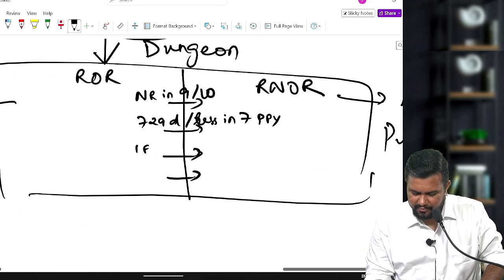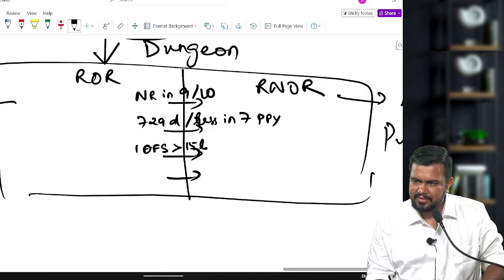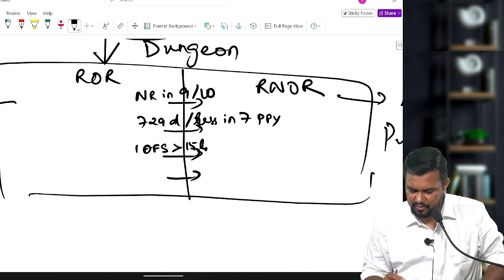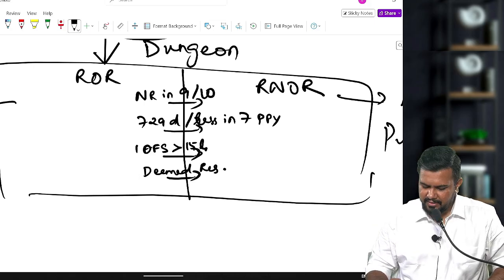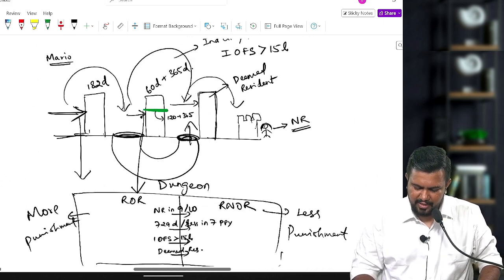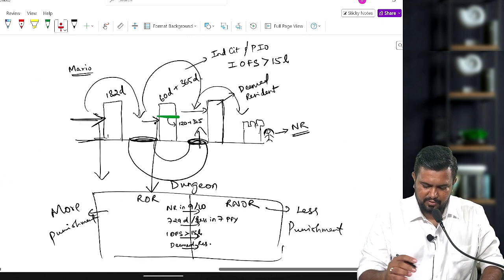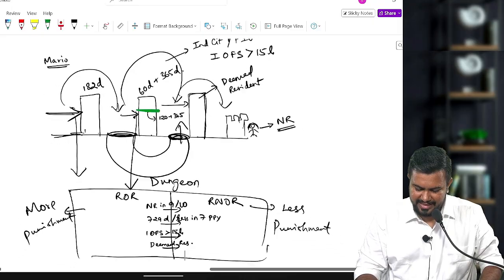So income other than foreign source greater than 15 lakhs is the third door, and the fourth and final door is deemed resident. Deemed resident. So there are four doors. So one more time let me tell you. After this you will easily be able to, please try to visualize.